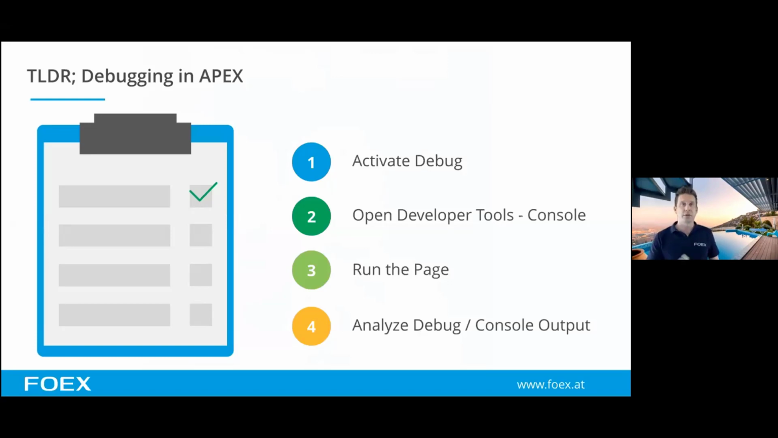Debugging in Apex, the short version, it's just 4 bullet points. It's not 5, it's not 6, just 4. Activate debug in Apex. Open your browser developer tools. There was already a session before from Daniel, and there will be another one later today by Jorge. Once you have activated debug, open the developer tools, simply run the page, and then you can analyze the debug and the console output. And in most cases, that will lead you to the source of your problems.